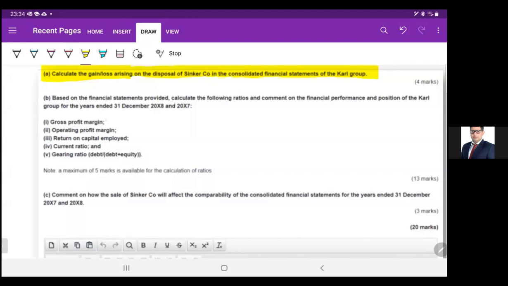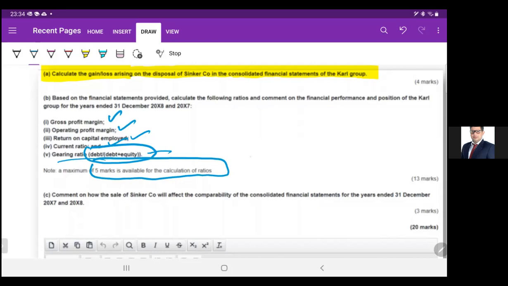We have to calculate gross profit margin, operating profit margin, ROCE, return on capital employed, current ratio, and gearing ratio, that is debt divided by debt plus equity. It wants it this way. Maximum of 5 marks is available for the calculation of ratios. So that means 5 marks for ratios, 8 marks for comments.